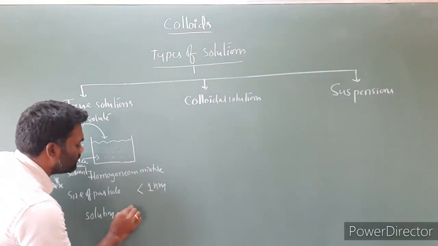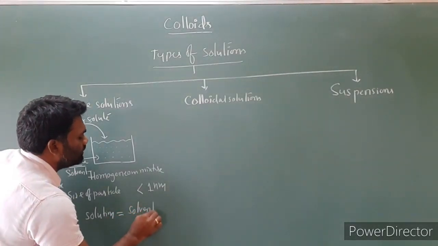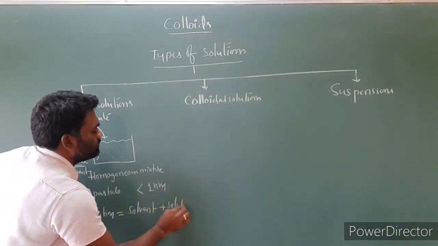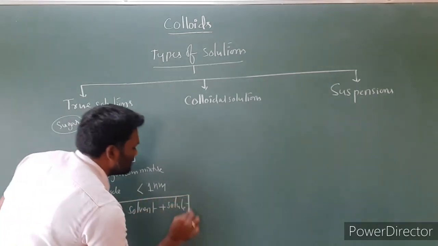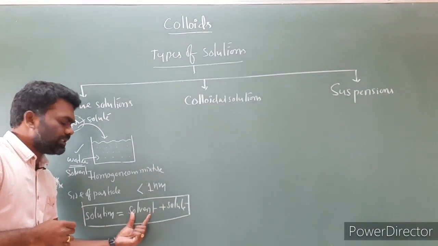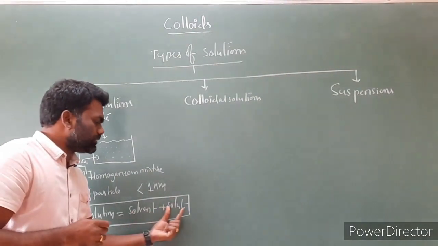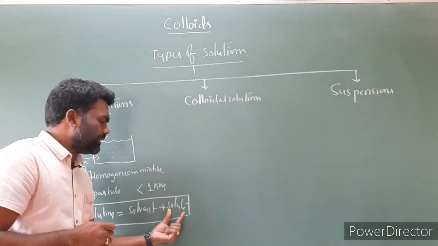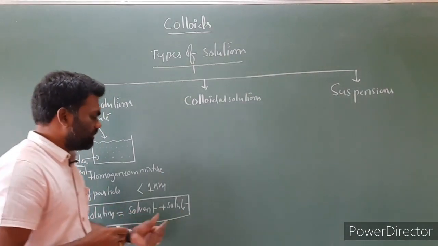The solution is equal to solvent plus solute. This is another important point we need. Solvent is the larger quantity component. Solute is the smaller or lesser quantity component. So a solution is made up of solvent plus solute.